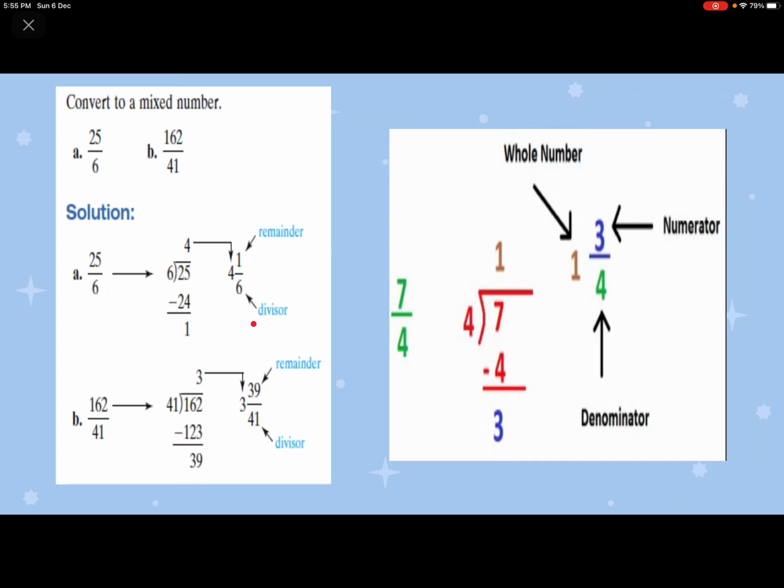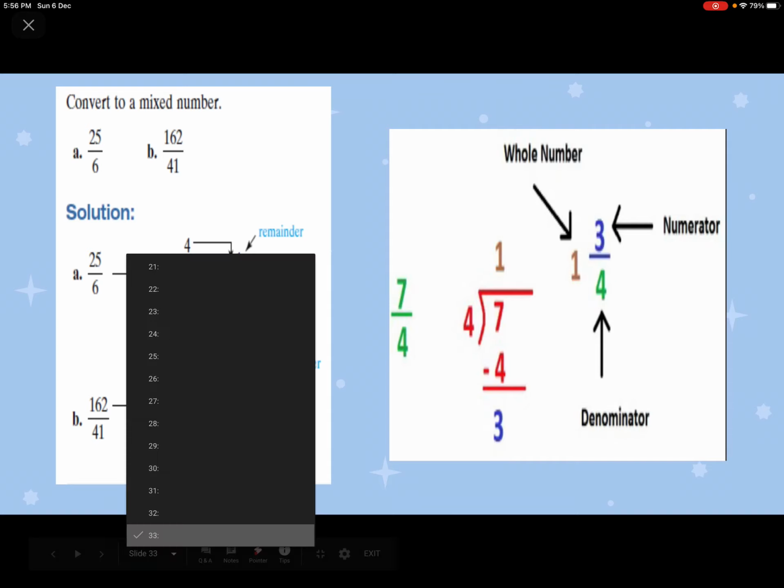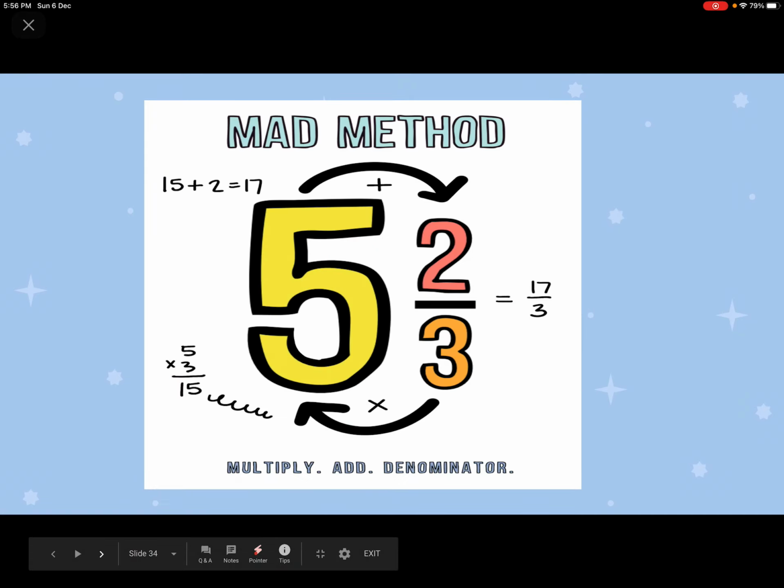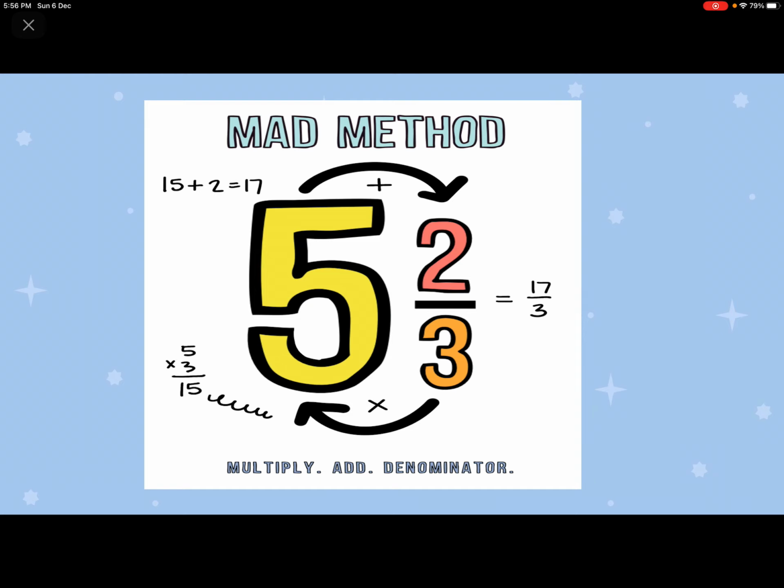So whatever slide sets in your brain, please visualize and remember. That is why I am representing it in different ways. You can also remember it as the MAD method: multiply, add, denominator. Right? This is a procedure we are going to use when we convert a given mixed fraction. Now what is given, this bigger one, is a mixed fraction. Now I have to convert it into an improper fraction. So what is my procedure?